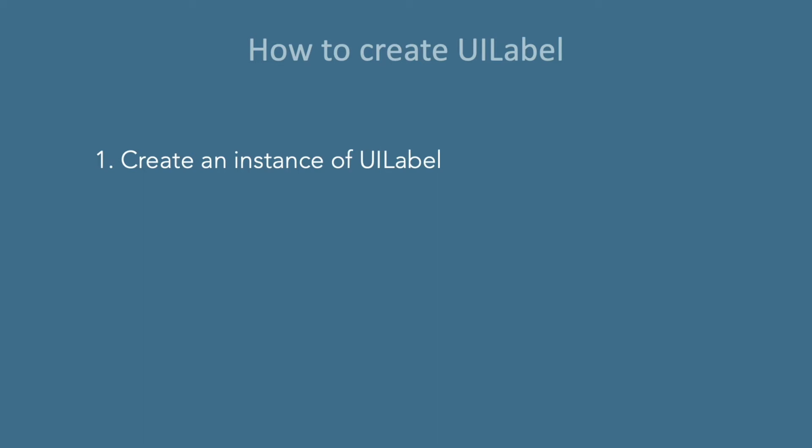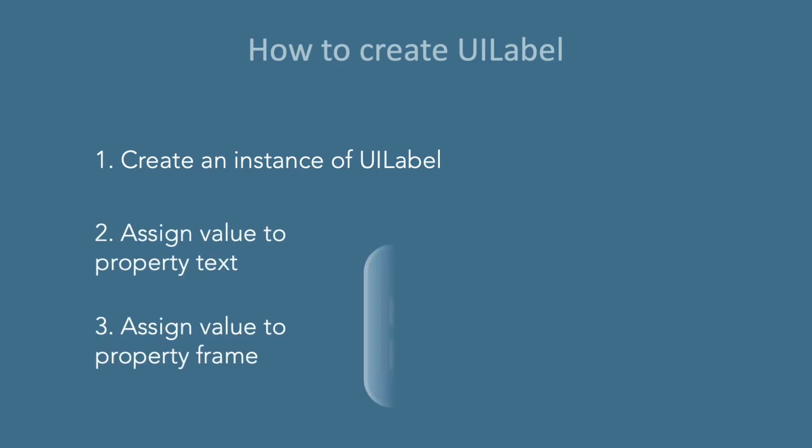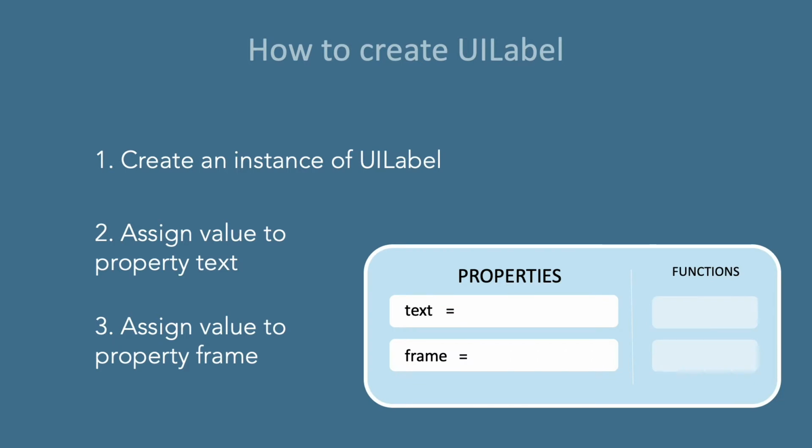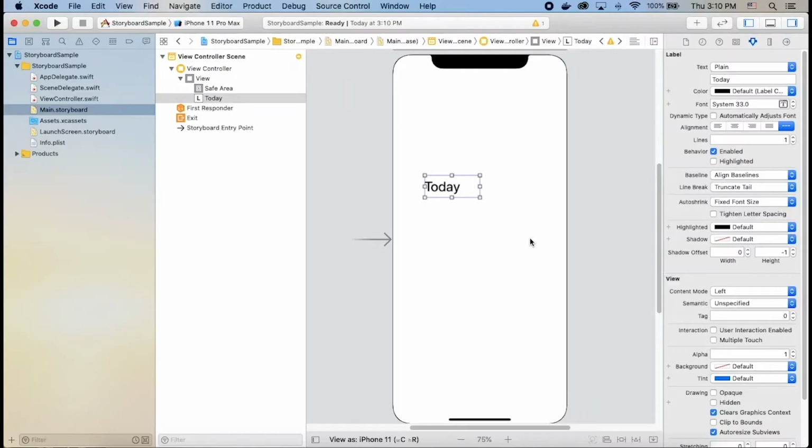So we just created an instance of UILabel. And next thing we would need to do is to assign a text to it and then assign a frame to it. Both text and frame are properties of class UILabel, and depending on what values we assign to them, the text inside our UILabel will change. And the location of the label in the view will change according to the value of the property frame.